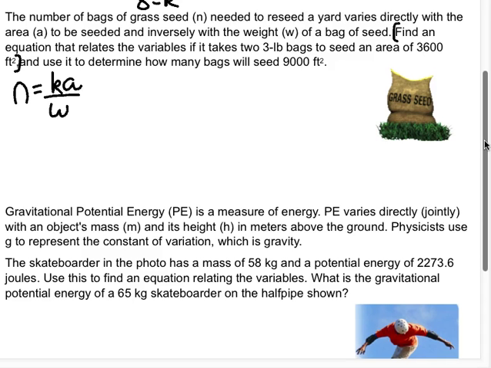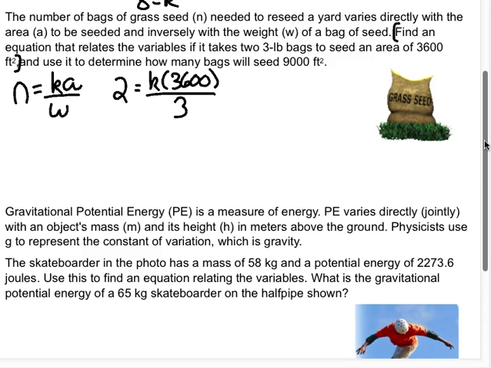Okay, that piece right there. Find an equation that relates the variables. So if it takes two 3-pound bags to seed an area of 3,600 feet, let's plug in what that's giving us. The number of bags, it says it takes 2 bags for an area of 3,600 feet, and the weight of the bags is 3 pounds.